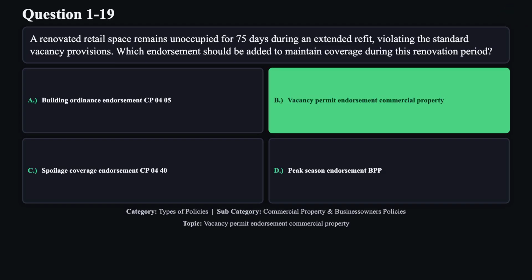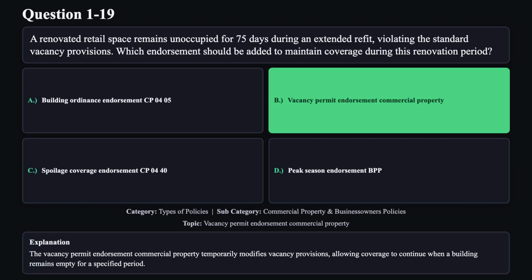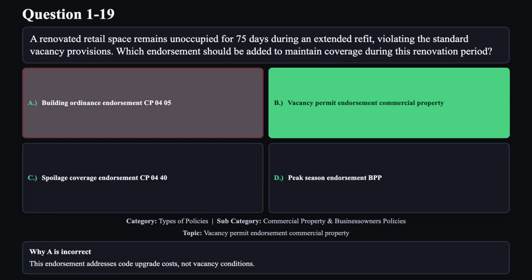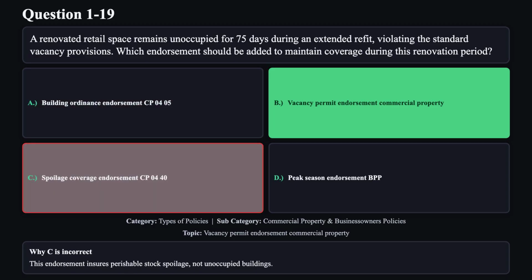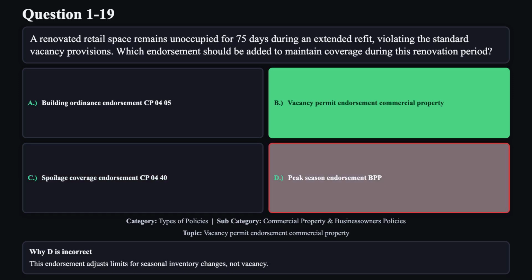The correct answer is B. The Vacancy Permit Endorsement Commercial Property temporarily modifies vacancy provisions, allowing coverage to continue when a building remains empty for a specified period. Reason A is not correct. This endorsement addresses code upgrade costs, not vacancy conditions. Reason C is not correct. This endorsement ensures perishable stock spoilage, not unoccupied buildings. Reason D is not correct. This endorsement adjusts limits for seasonal inventory changes, not vacancy.